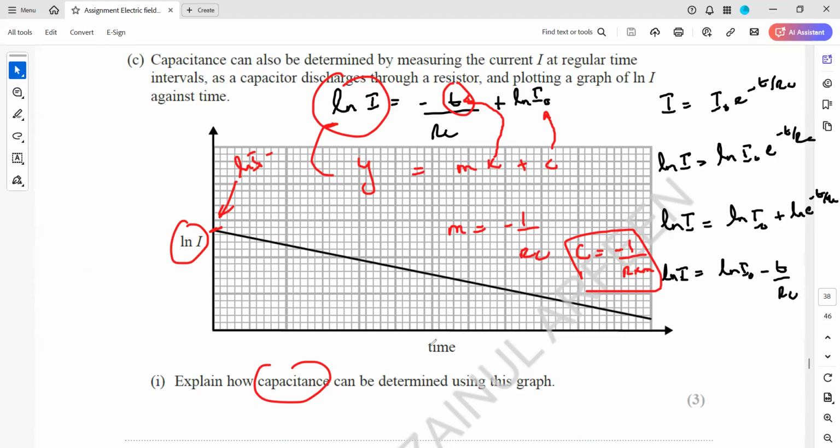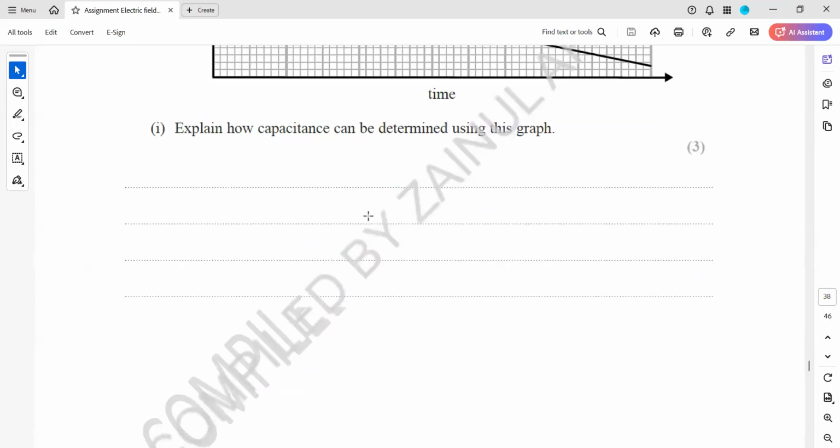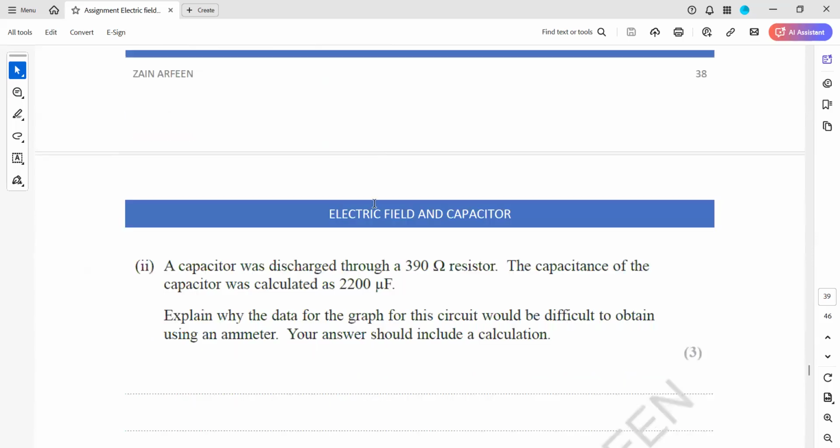There are properties of ln and e. I will explain the basic functions and concepts of ln and e you should have, but it's not an issue. I will explain that in the next session.